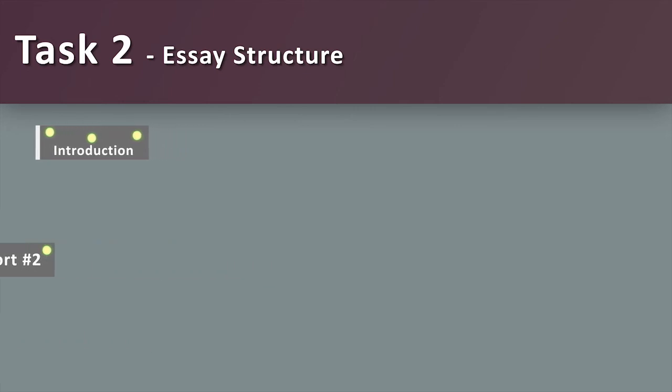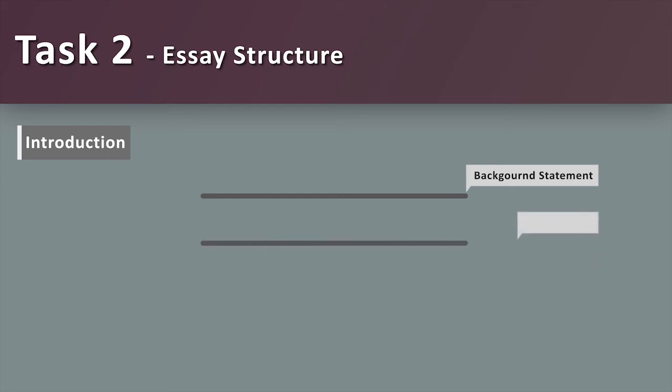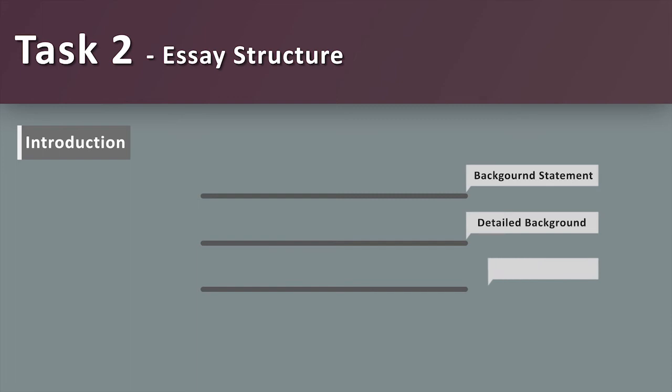Now we need to find out what a good introduction paragraph looks like. A good introduction paragraph is usually made up of 4 sentences. The first one is background statement, which gives some general information about the topic. The second one is detailed background, which narrows the topic down and tells the reader what the essay is exactly about. The third one is thesis statement, which normally contains an opinion or two.